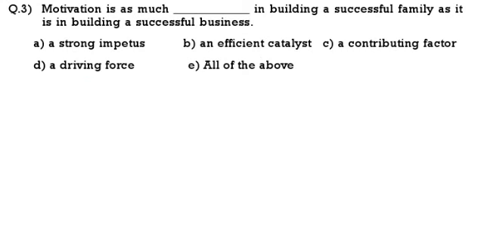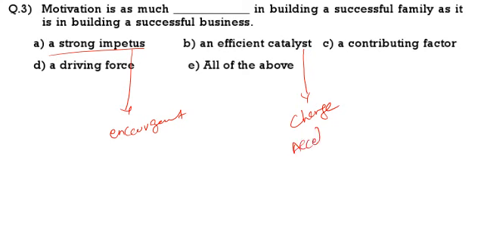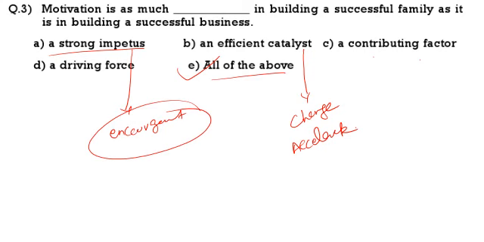Motivation is as much dash in building a successful family as it is in building a successful business. So motivation plays an important role in building a successful family as it does in building a successful business. So here which word should we use? 'Strong impetus' is definitely correct. Strong impetus means encouragement. Catalyst means something which changes or accelerates. Contributing factor, driving force, all have the same meaning, that is encouragement. So all of the above is definitely correct.